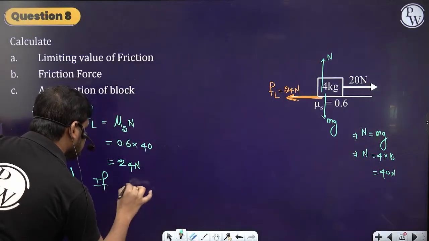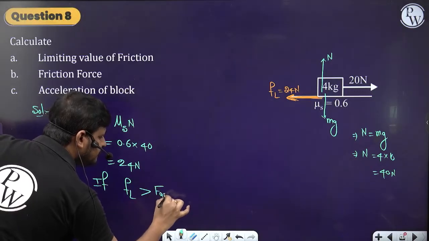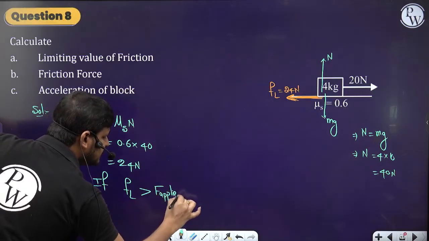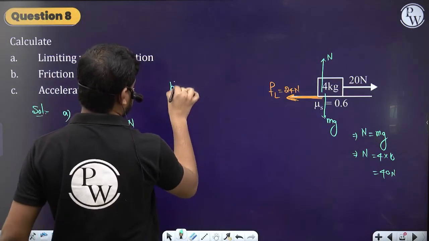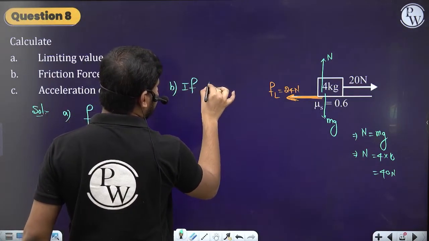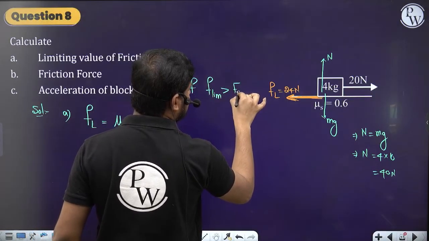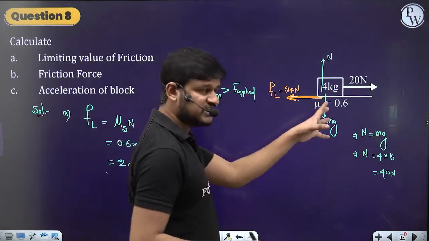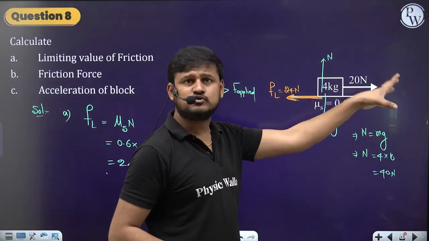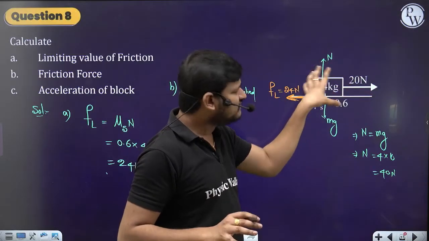So if F limiting is greater than the F applied, let me write here. So the B question, let me do it here. If F limiting is greater than the F applied, which means if you place an object at rest on a horizontal surface and you are applying a 20 newtons force, that force is not enough to move that object. So it will stay at rest.